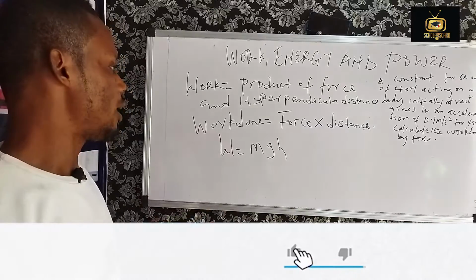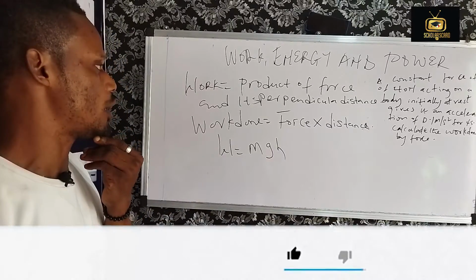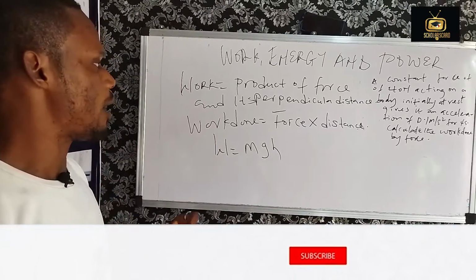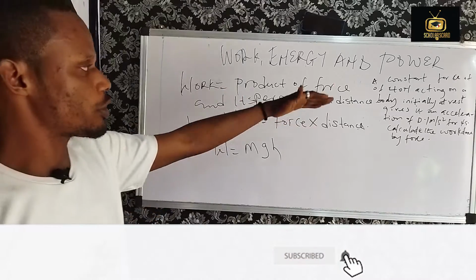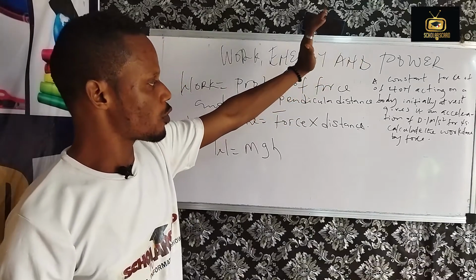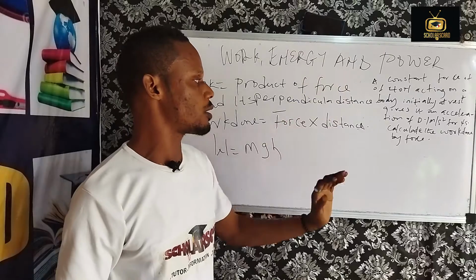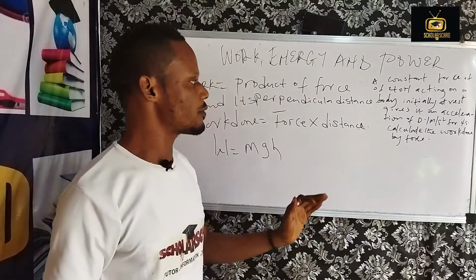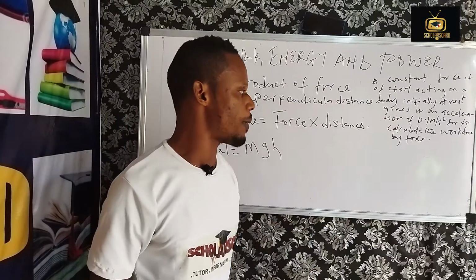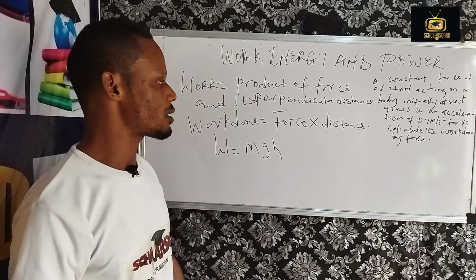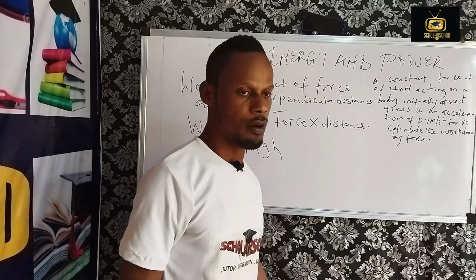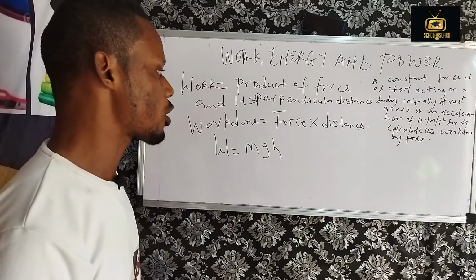Thank you very much. Now let's look at a question. We can take a question here to verify our explanation. A constant force of 40 Newton acting on a body initially at rest gives it an acceleration of 0.1 meter per second squared for 4 seconds. Calculate the work done by the force.